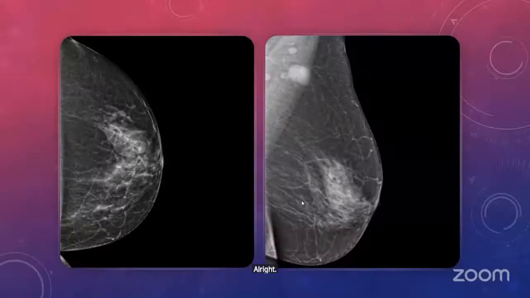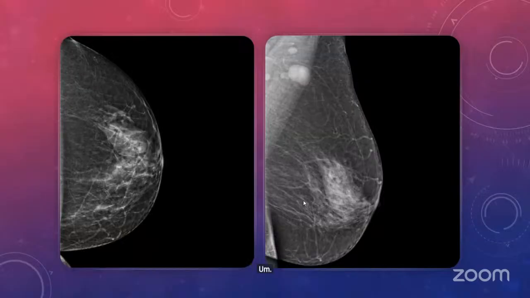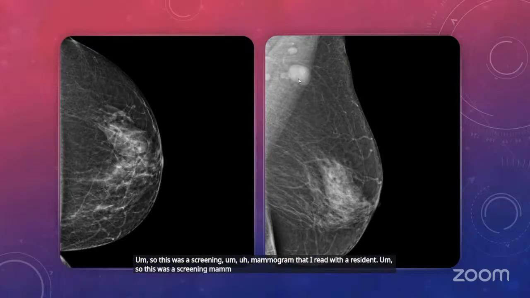And moving on to case 4. This is one of the cases I put in here to show you a clinical scenario where MRI was extremely valuable. This was a screening mammogram that I read with a resident. What stands out to you is this very large left axillary lymph node.